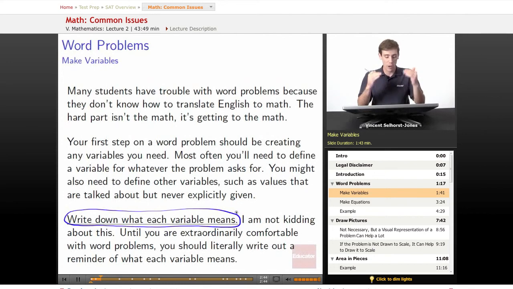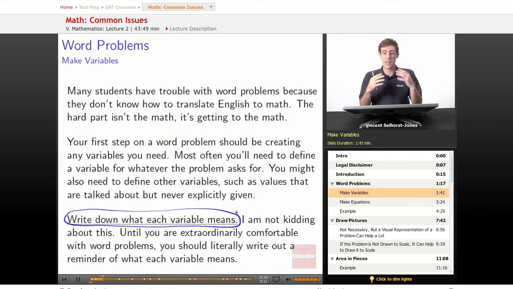Writing these things out will help give you a momentum to carry out the whole thing. I'm not kidding about this. I really want you to write down what each variable means. It seems time-consuming and it might seem pointless, but it's not. It's going to be really, really useful. Until you are extraordinarily comfortable with word problems, until you are absolutely ace at math, you should be writing out every single variable that you're using. I still do this when I'm working on complex problems because it's really, really important.